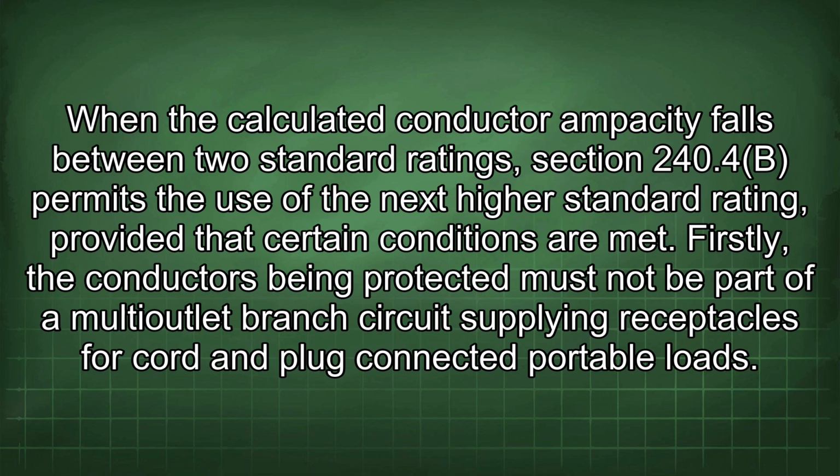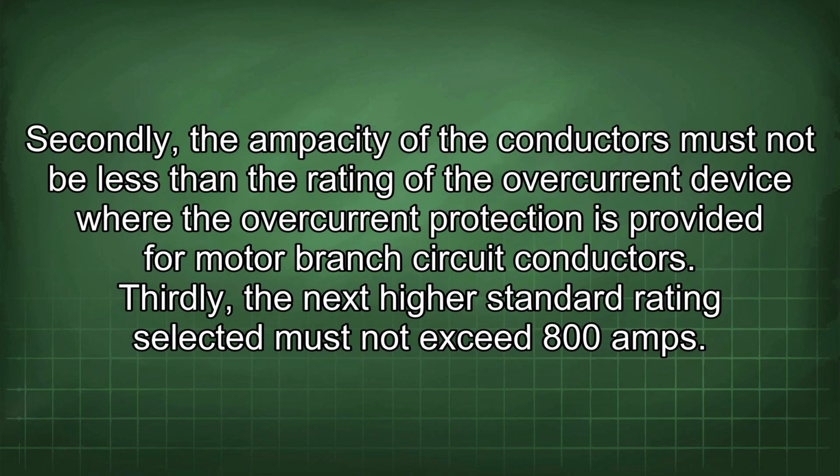Firstly, the conductors being protected must not be part of a multi-outlet branch circuit supplying receptacles for cord and plug connected portable loads. Secondly, the ampacity of the conductors must not be less than the rating of the overcurrent device where the overcurrent protection is provided for motor branch circuit conductors. Thirdly, the next higher standard rating selected must not exceed 800 amps.